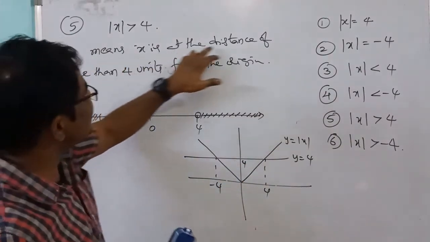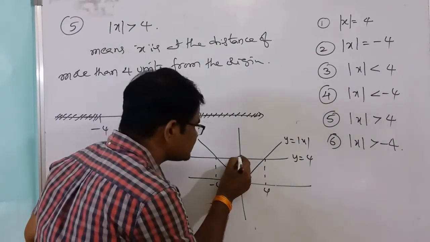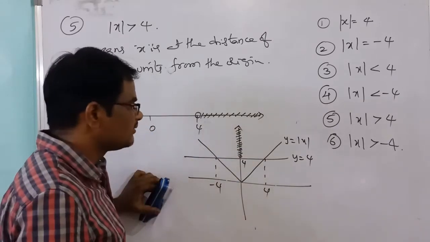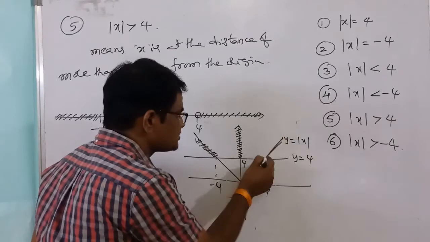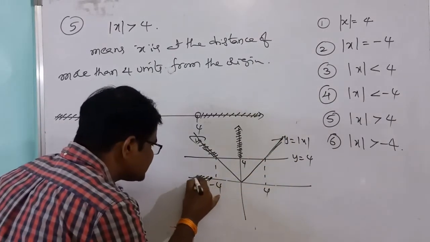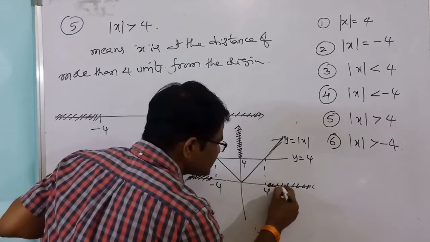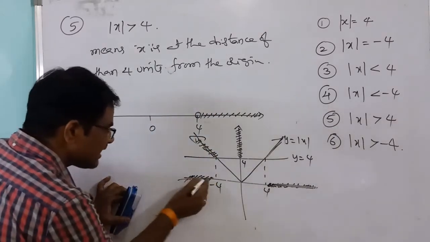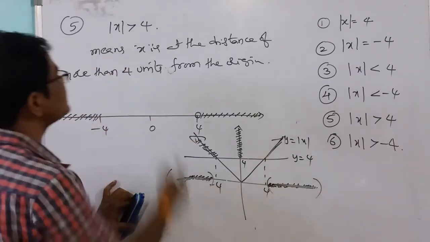So x is at a distance of more than 4 units from the origin. Means anywhere here or here. Means x values are like this, on this side and this side. Means where do x values exist? This one and this one. Means x values exist greater than 4 and less than -4. Means these and these. How to write it now?